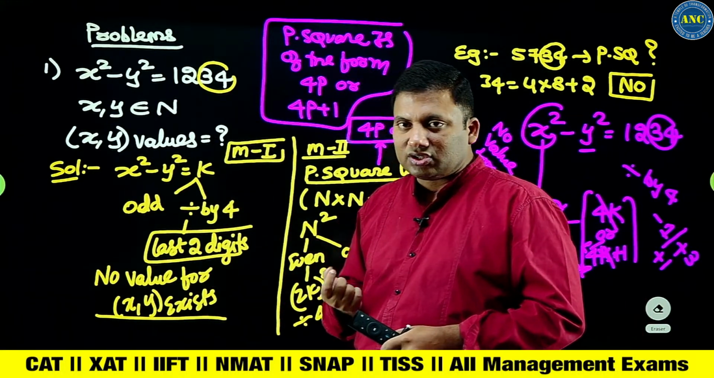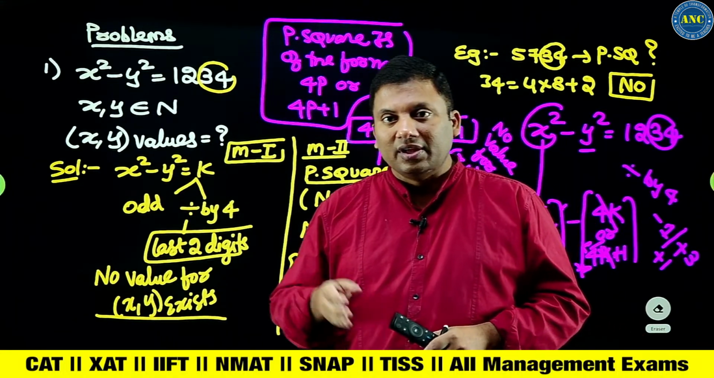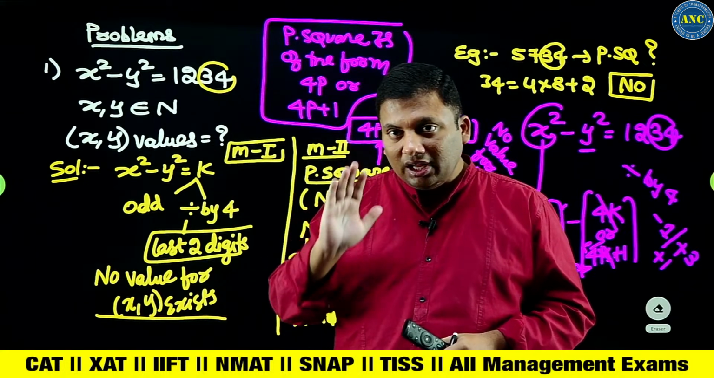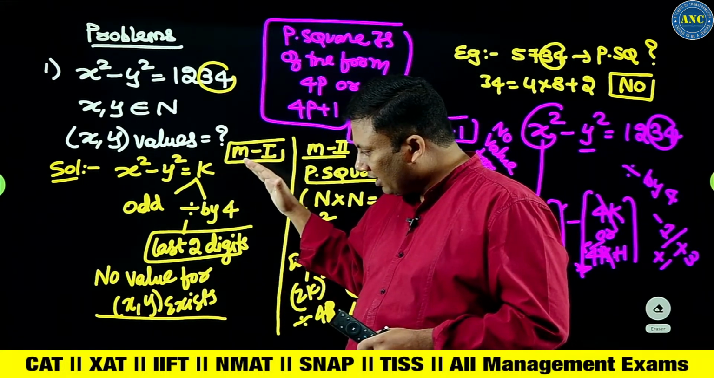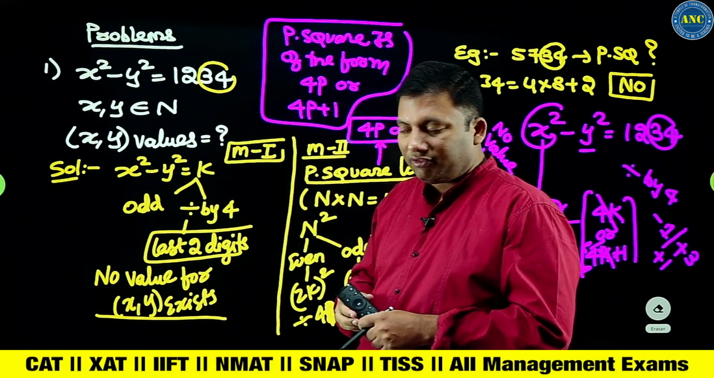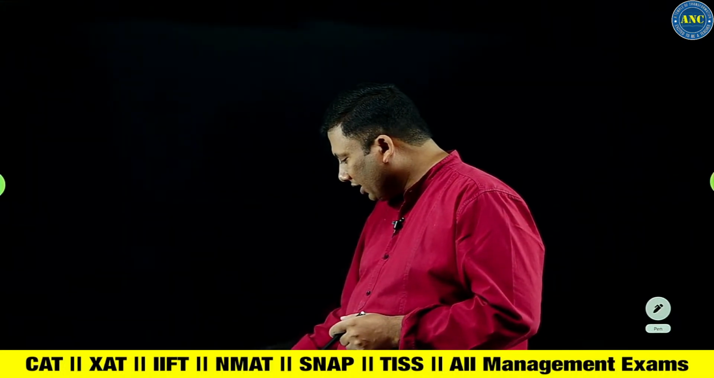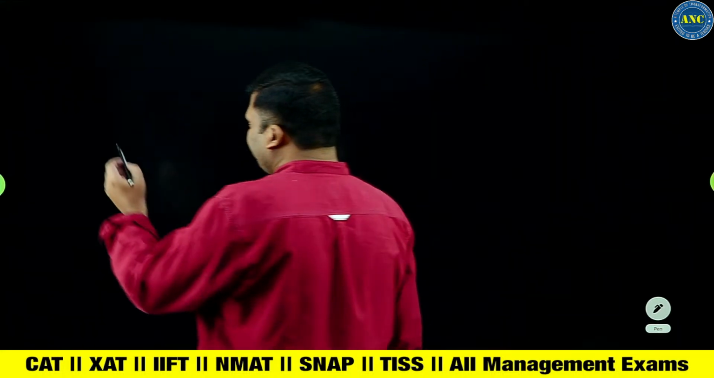Which model is it? X square minus y square is equivalent to k. This equation has integral solutions only if the right hand side is an odd number, or the right hand side is divisible by 4. Original CAT question: by looking at the question itself, you can answer it.